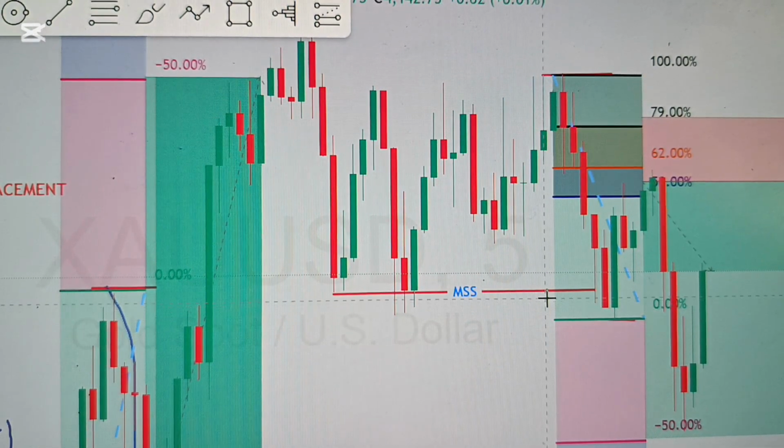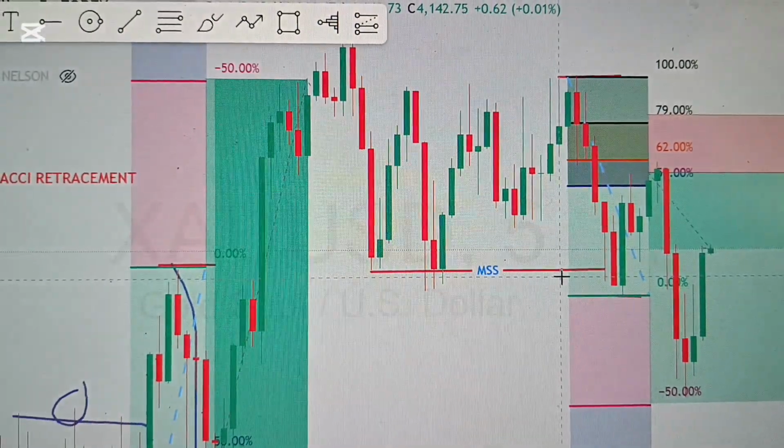I believe that that is the best way you can understand how to use the Fibonacci retracement.